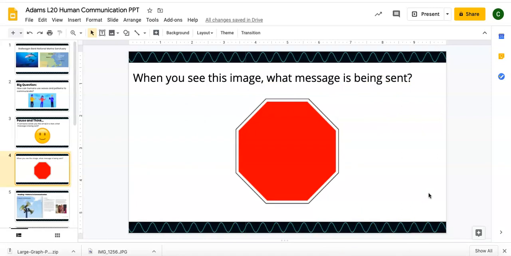And so we communicate through signs as well as now through emojis. And so we're going to get into our lesson to see what other ways we communicate outside of using images and outside of using signs.